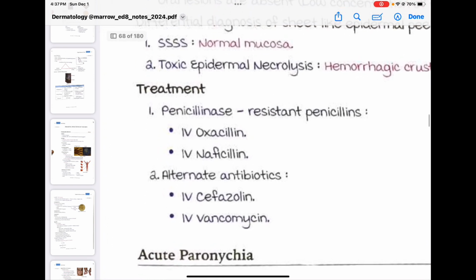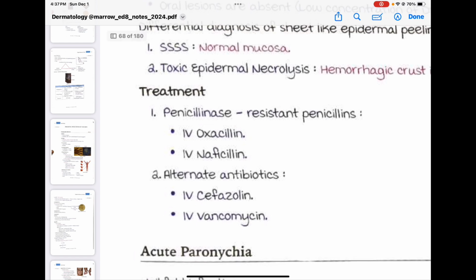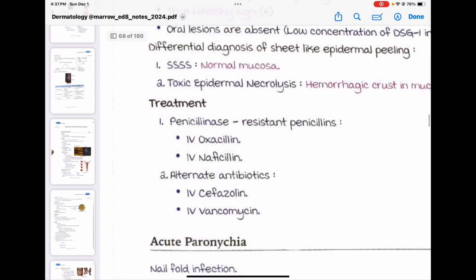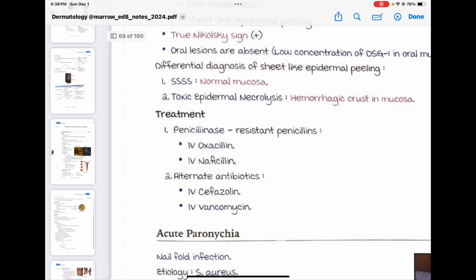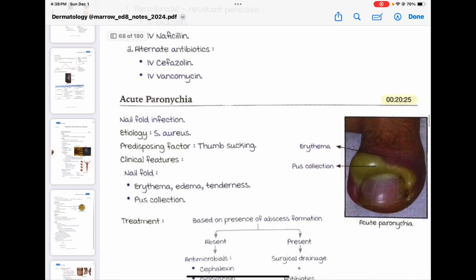Treatment: penicillinase-resistant penicillins, IV oxacillin, IV nafcillin. Alternate antibiotics: cefazolin, vancomycin, what we use in cellulitis. So first treatment is penicillinase-resistant penicillin, IV oxacillin, and IV nafcillin. Alternate antibiotics: cefazolin or vancomycin.